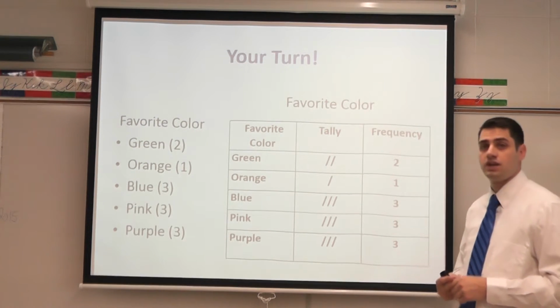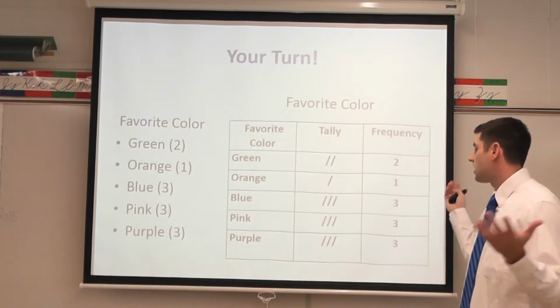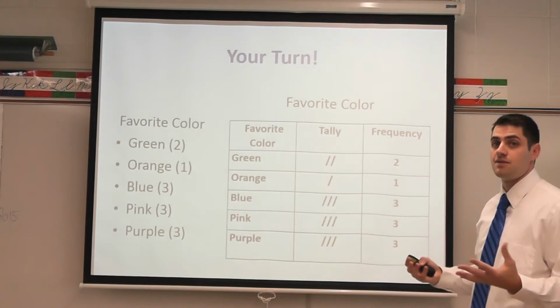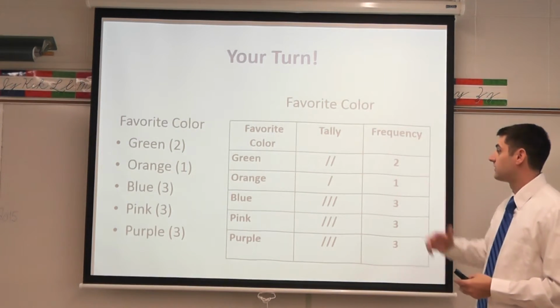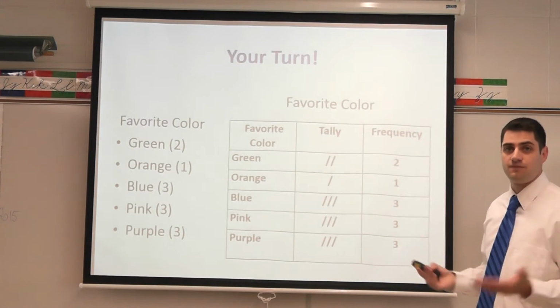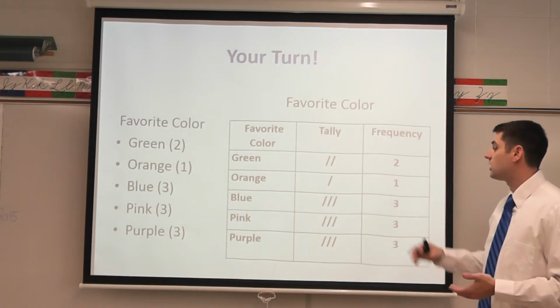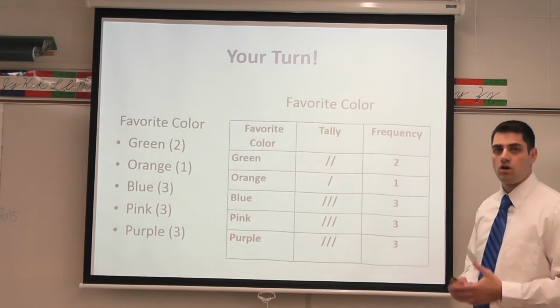Yes, blue, pink, and purple all had the most. So this group right here, in our data set, blue, pink, and purple were the favorite colors. They all had the same amount of votes, and it was the highest amount of votes amongst the 5 colors. We also noticed that orange is the lowest, so orange was the least favorite in this data set, and then green also only had 2, so it wasn't as popular as blue, pink, or purple.